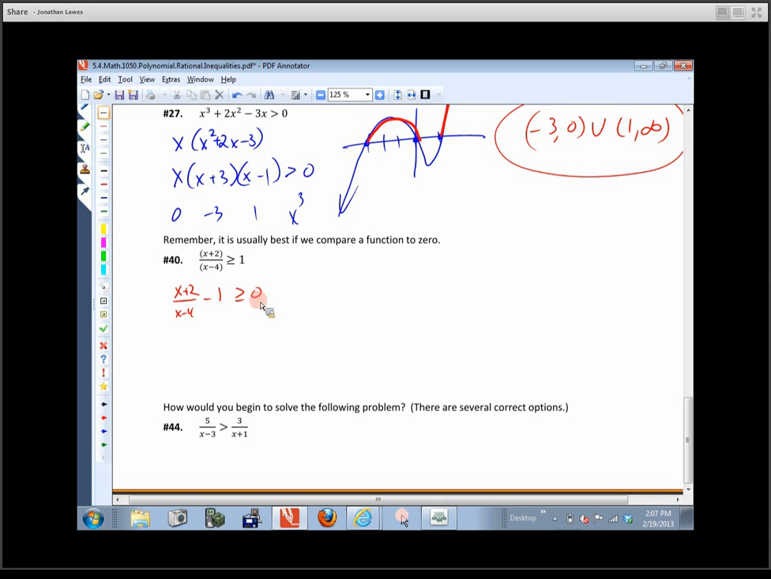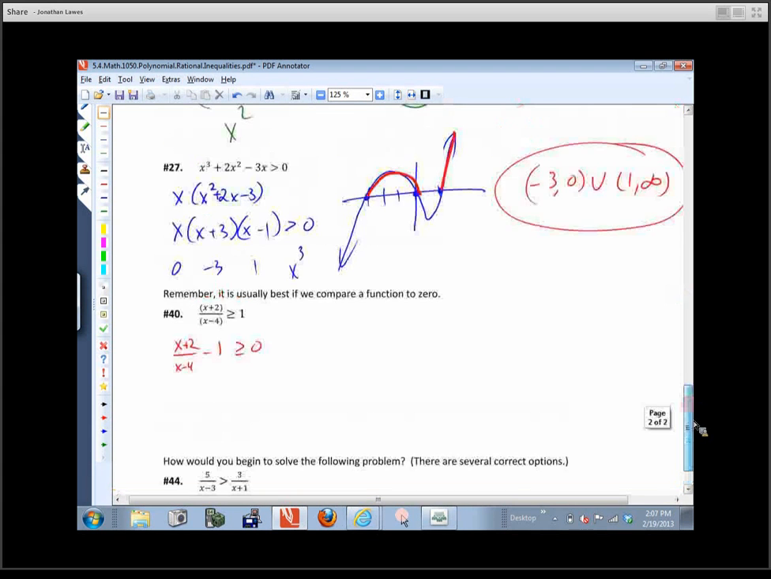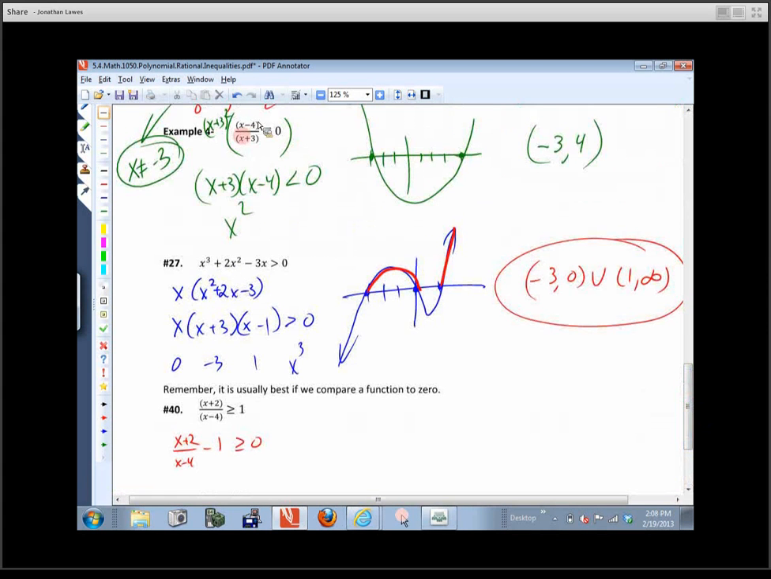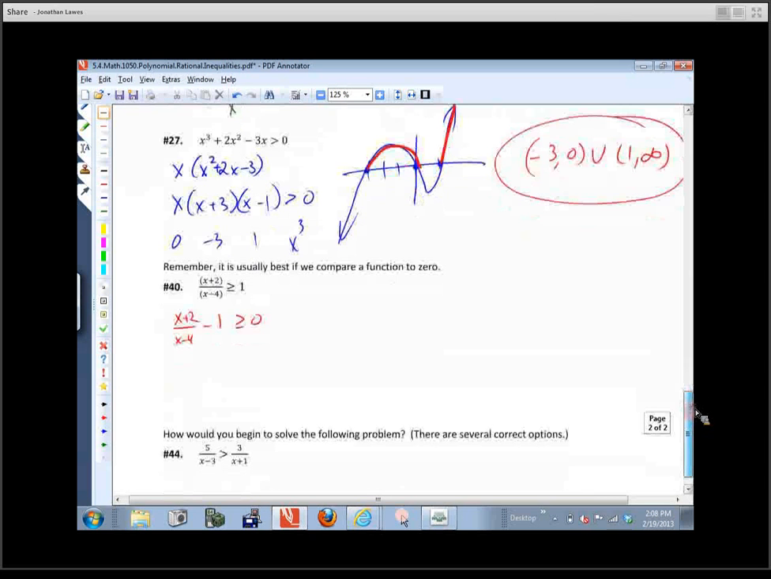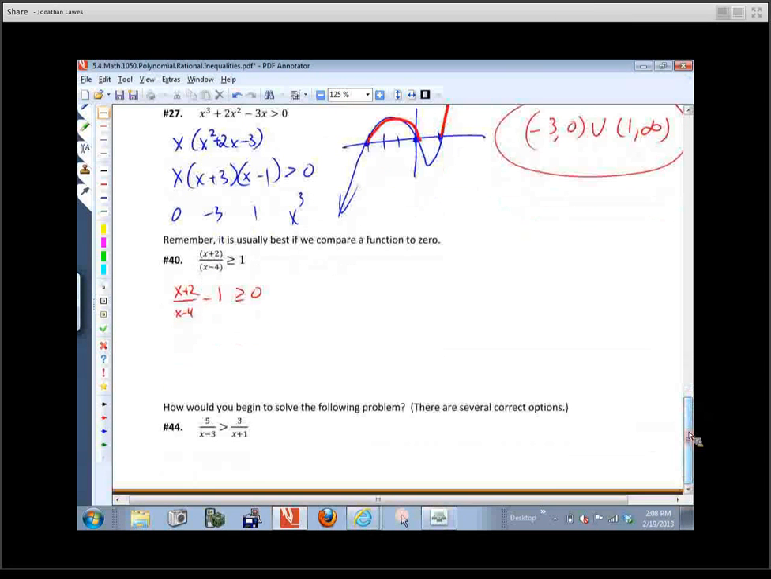Next. When we were solving these up here, this was a single rational expression compared to 0. Now I've got a rational expression minus 1 compared to 0. I need to make this one single rational expression. In other words, I need to combine these fractions. How do I do that?